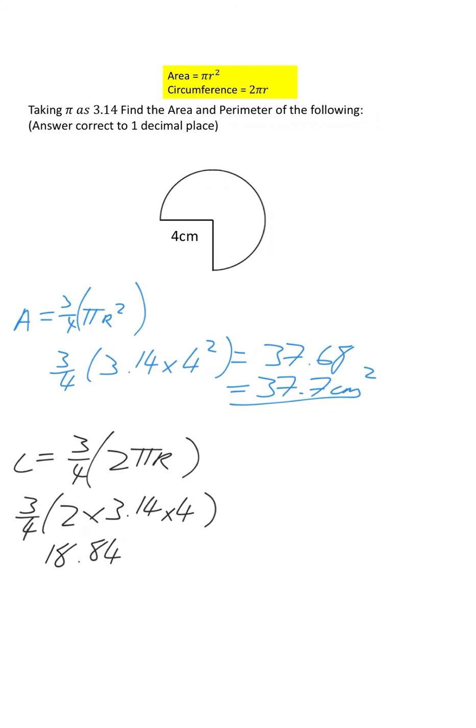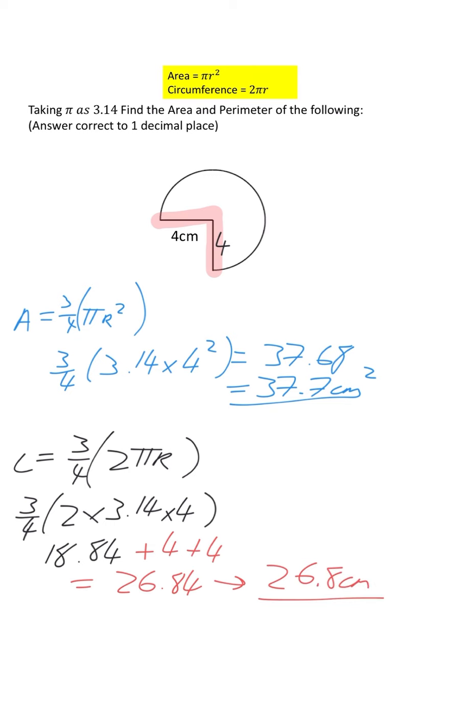18.84. And then remember, we also need the straight parts. So here and here. I will have another 4 there. So let's add those on. So plus 4 plus 4. And this will be equal to 26.84. And to one decimal place, we'll have 26.8 centimeters. Okay, and there's our perimeter.